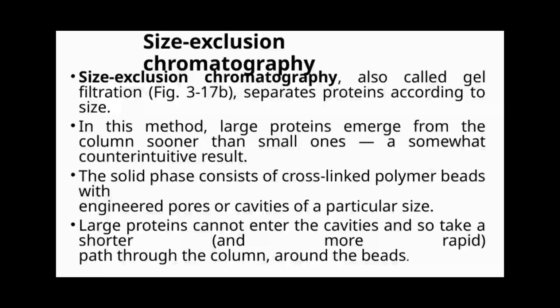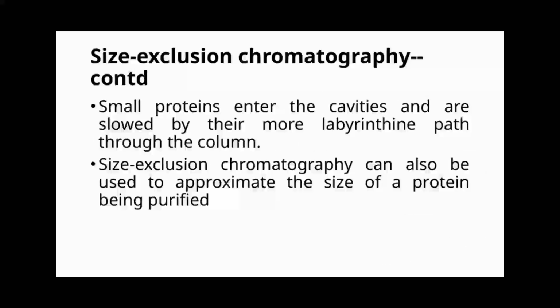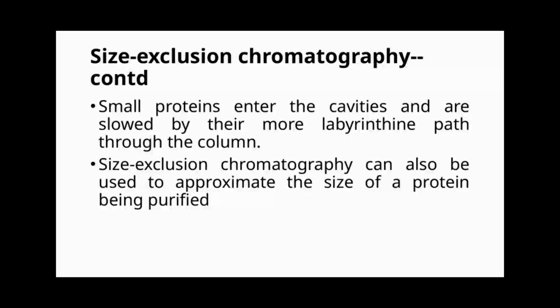Small proteins enter the columns and tend to move through the cavities, but they are slowed down because their path is more complex and labyrinthine. This means that their journey isn't straightforward, and they take longer to pass through the column.